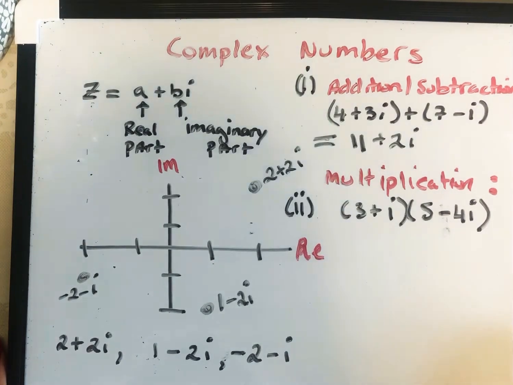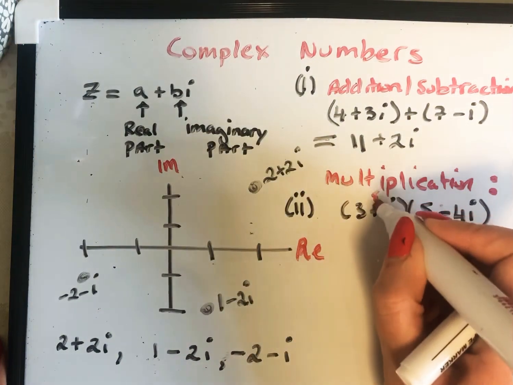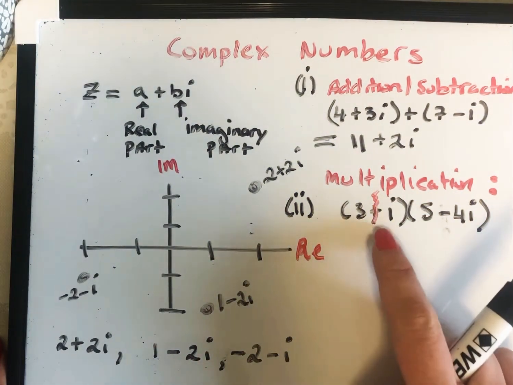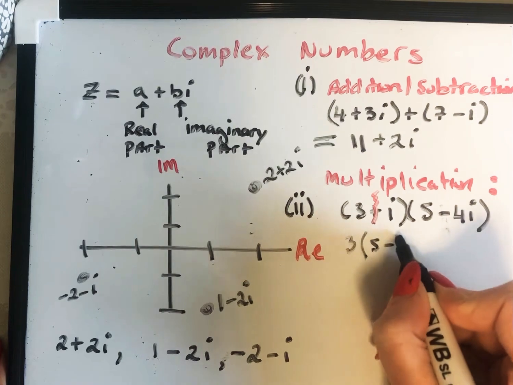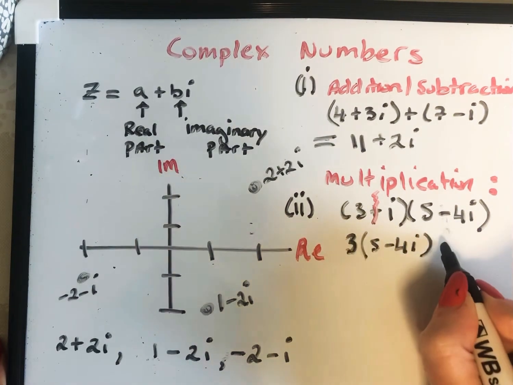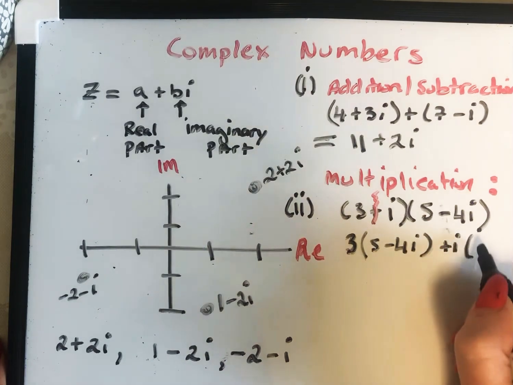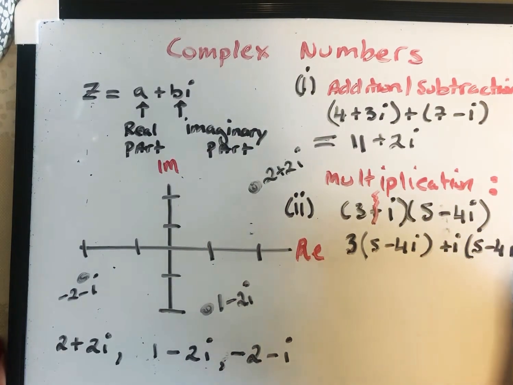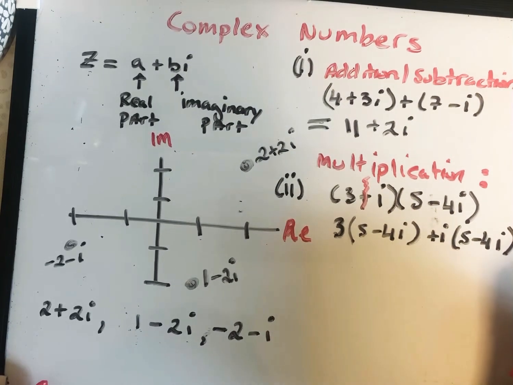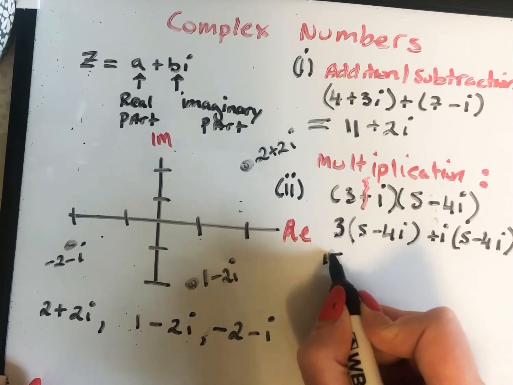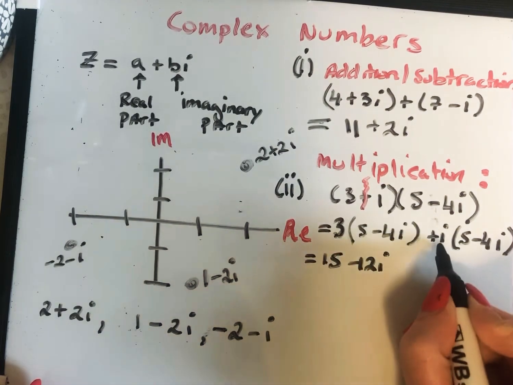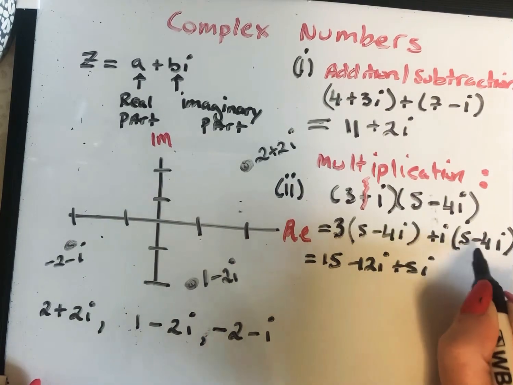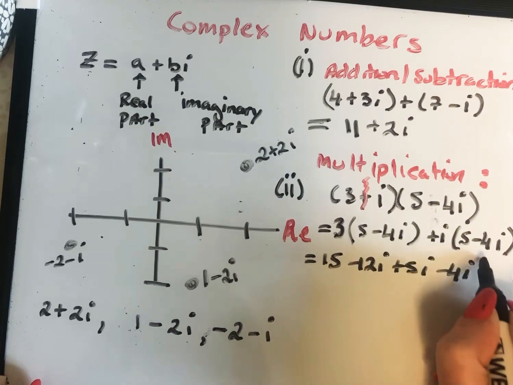Multiplication of complex numbers, well, you can see it's very similar to multiplication in algebra. So we've got two brackets. We'll divide our bracket like we would do in algebra into two parts. So we start off by rewriting 3 bracket 5 minus 4i plus i bracket 5 minus 4i. Okay, so we have 3 by 5 is 15 and 3 by -4i is -12i. i by 5 is 5i and i by -4i is -4i squared.